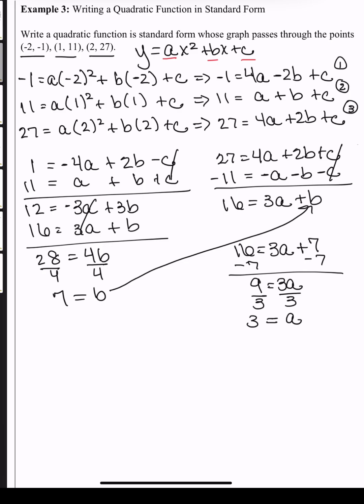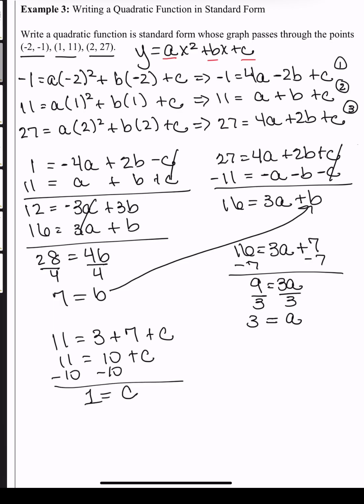And now lastly, I can take my A and my B and plug it back into any of my first three original equations. How about I'll do the second equation, since they don't have any coefficients. It's just A, B, and C all have a coefficient of 1. So we'll say now 11 equals 3 plus 7 plus C. So 11 equals 10 plus C, or subtracting 10 from both sides, C will equal 1.